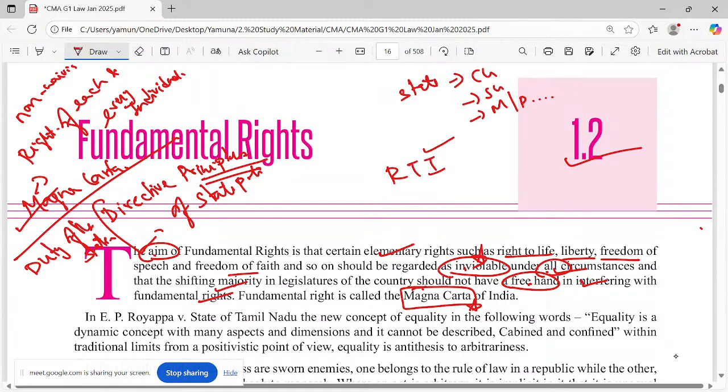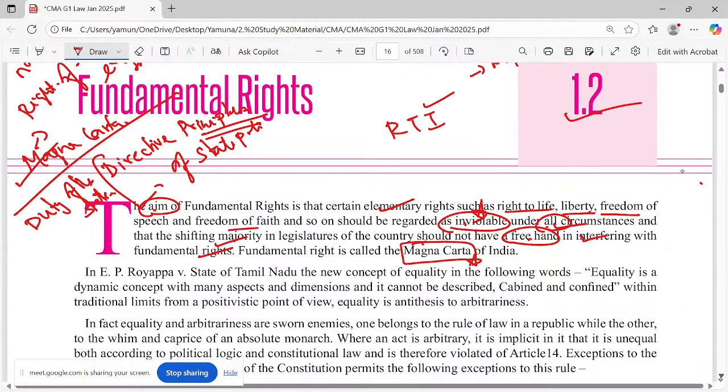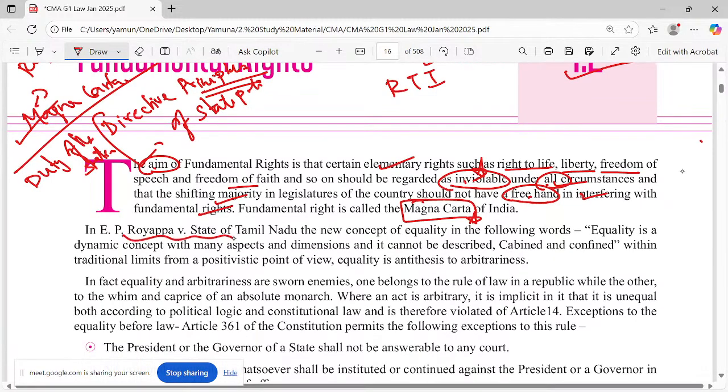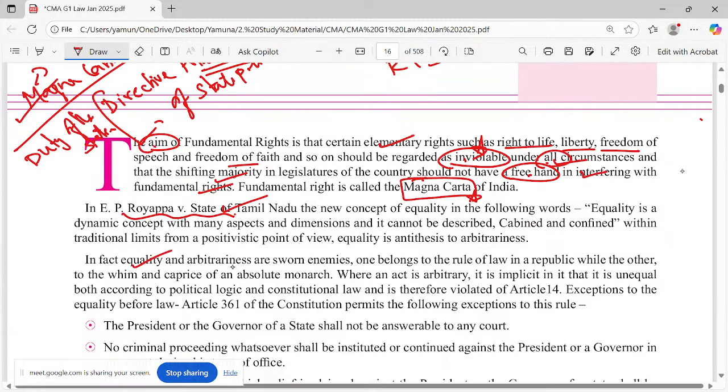So for this you can refer to the case called Raipur versus State of Tamil Nadu. I'm not going line by line. In fact, when you talk about equality and arbitrariness, you call them enemies. One belongs to the rule of law, while the other is about absolute monarchy. So how are we dealing with it? என்னடா பண்ணலாங்கிறீங்க, ஏதாவது தப்பு பண்ணா போட்டு கூட்டிட்டு போறீங்க, புரியுதா?